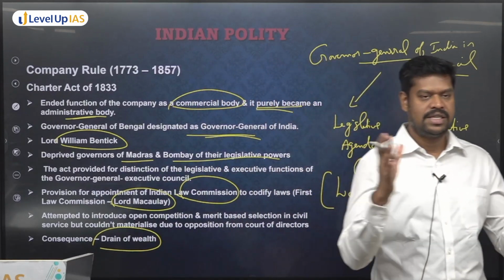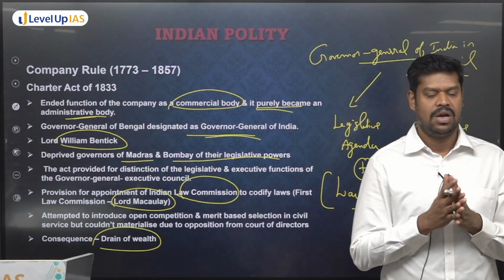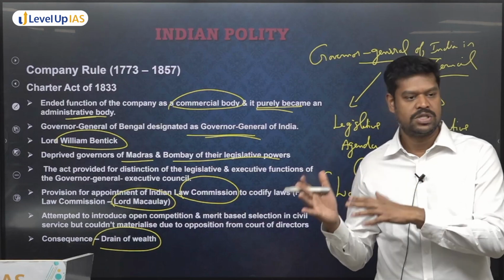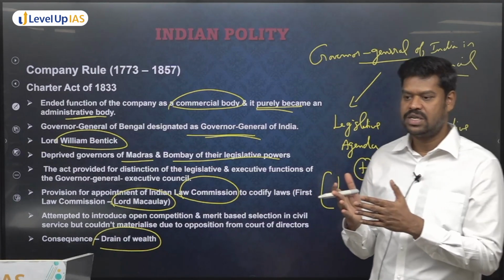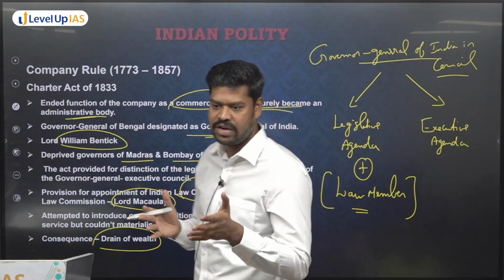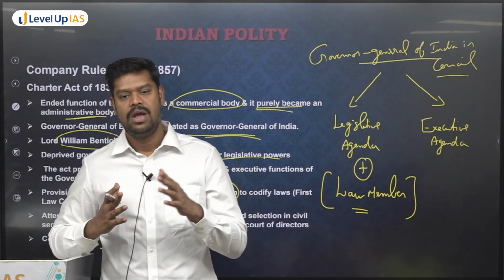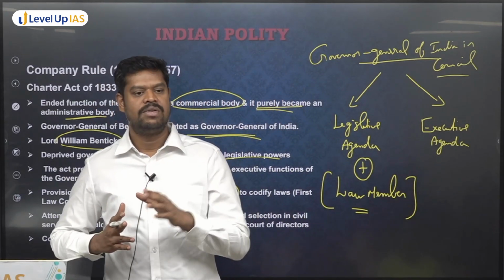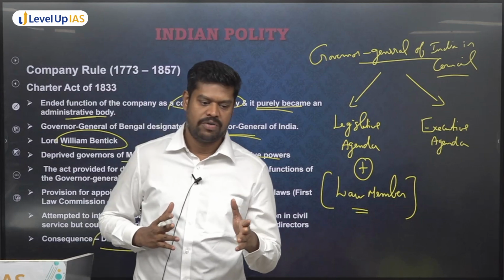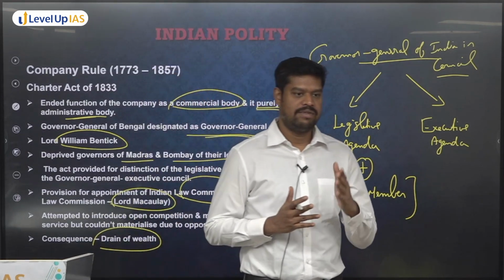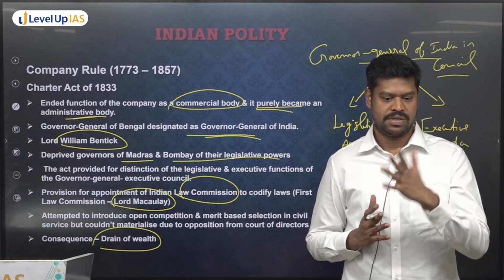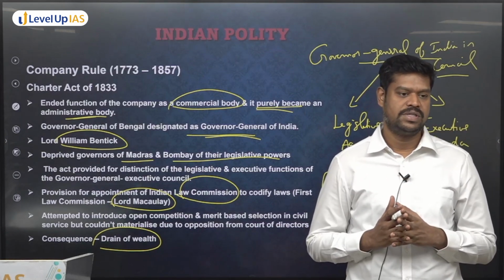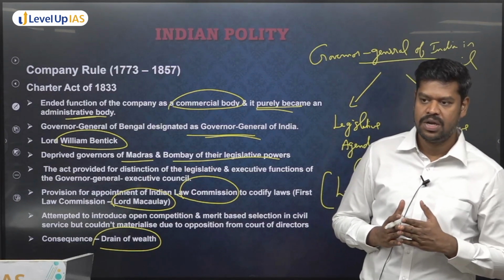The second important significance is that it reached the zenith of centralization. How it became more centralized than ever is that the Governor General of Bengal was designated as the Governor General of India. And who was the first Governor General of India? Lord William Bentinck. He was not only made the Governor General of India, but the legislative powers of the other provinces, of the other governors, were also taken away.